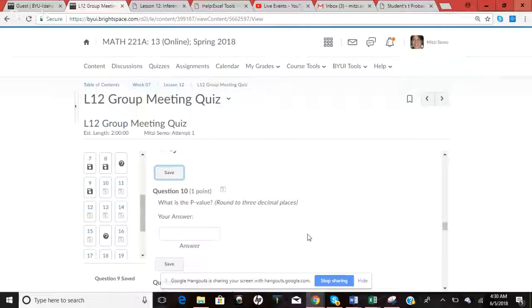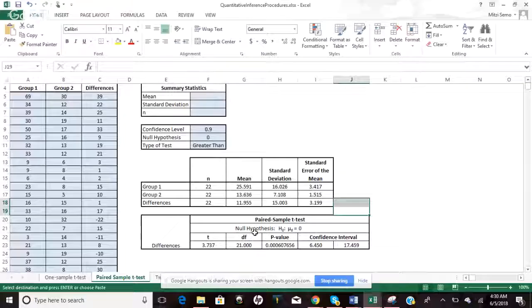What is the p-value? Round to 3 decimal places. The p-value is, oh, it's 0.001. Yeah.